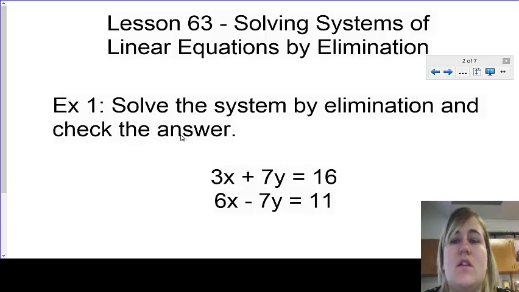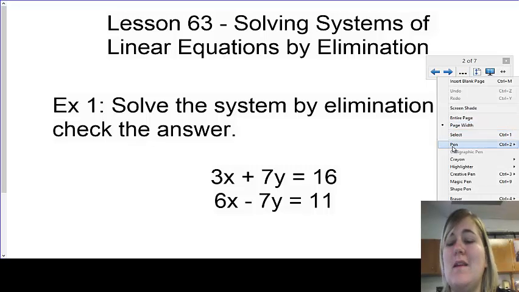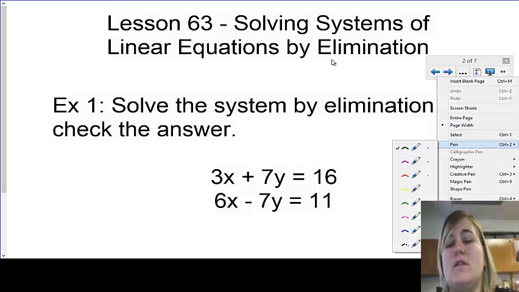Lesson 63, Solving Systems of Linear Equations by Elimination. Example 1. Solve the system by elimination and check the answer. So what we're going to be doing is literally, let me get my pen out. We are literally going to eliminate a variable so that we can solve.